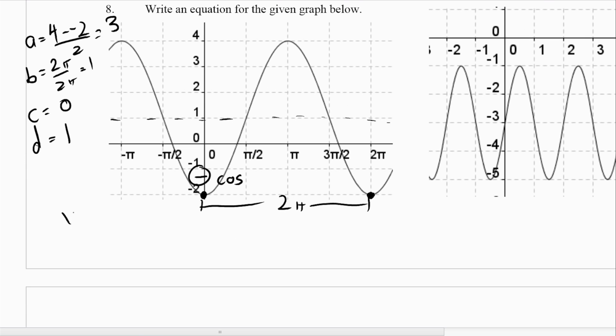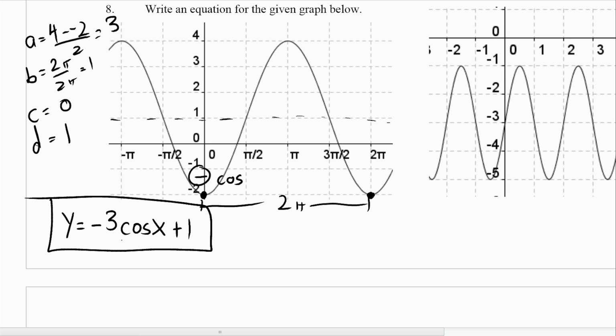So we get here y is equal to, it's negative because, yet again, we start at the minimum, 3 cosine. My b value is just 1, so I don't even need to write it there. X, I don't need to worry about a minus c because c is 0, and then plus 1. So our answer here is going to be y is equal to -3 cosine x plus 1.